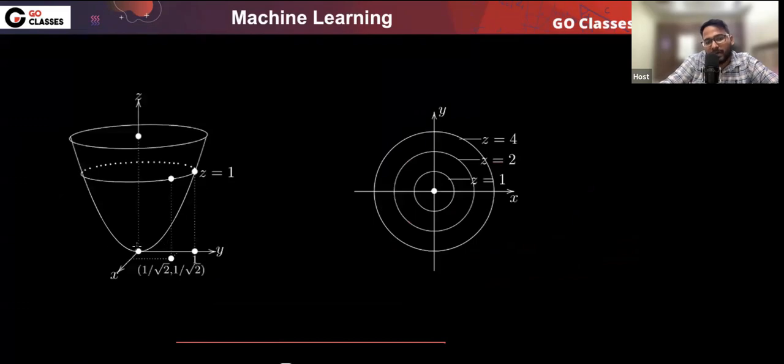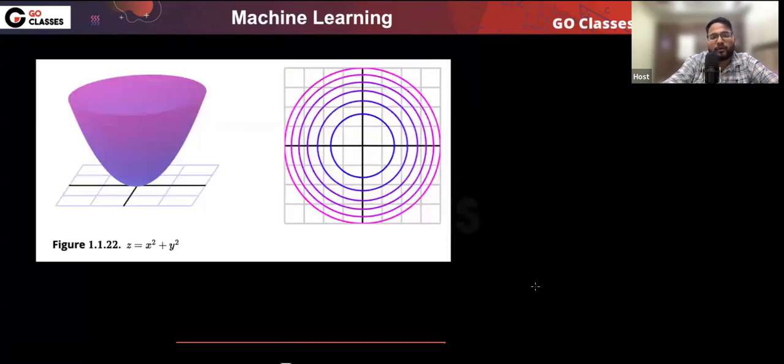Here, let's suppose these are the z values. Smaller circles are at the bottom. So let's suppose this is z equal to 1, this is z equal to 2, z equal to 3, z equal to 4, like this. I'm basically drawing it here. If you keep on cutting, you will get something like this.